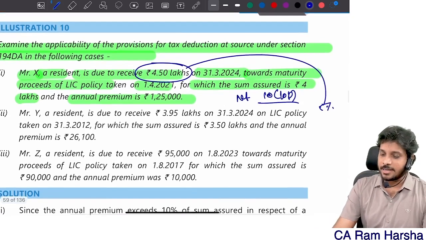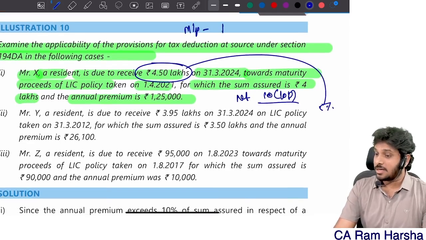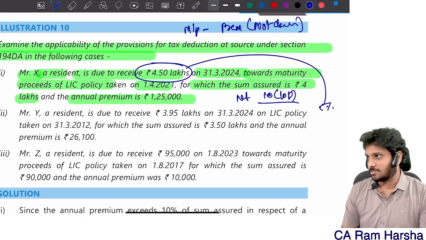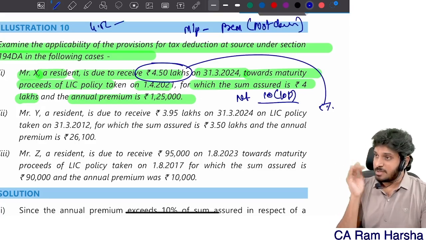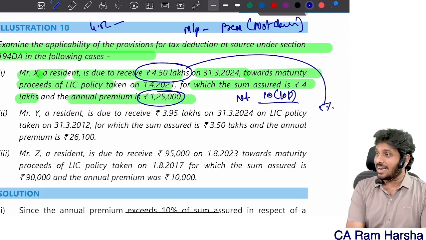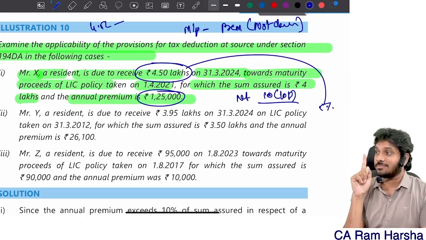How to calculate income? Maturity proceeds minus premium paid not claimed as a deduction in the earlier years. Here, premium paid how much? 4.5 lakh. Sorry, 4.5 is the maturity amount. Premium paid how much? 1,25,000 per annum.